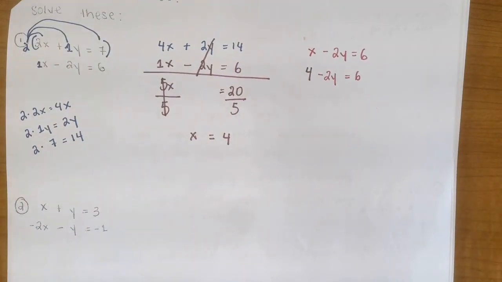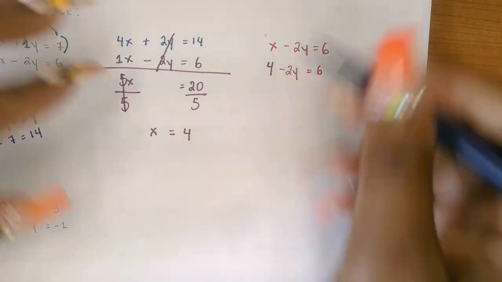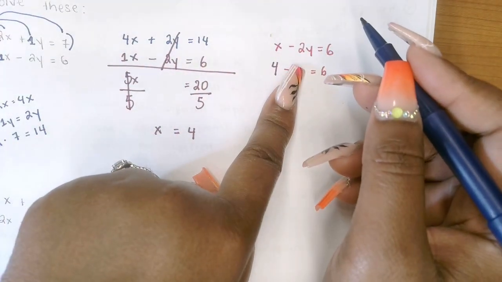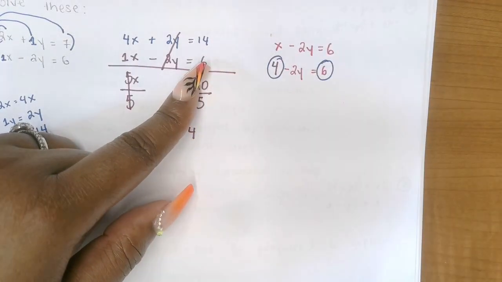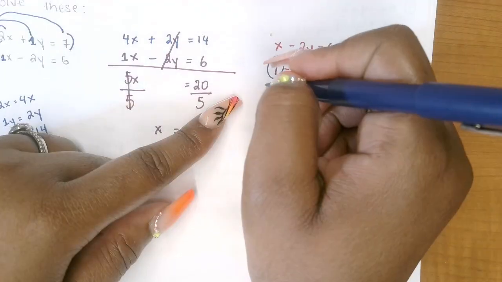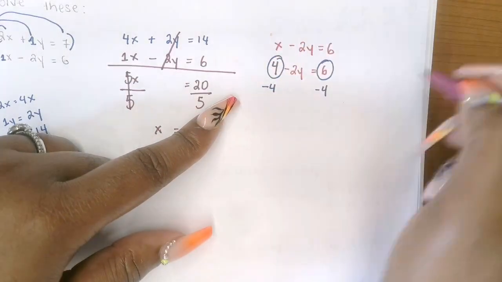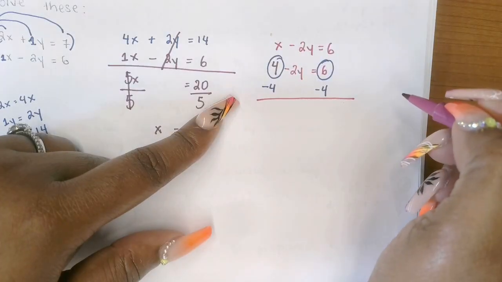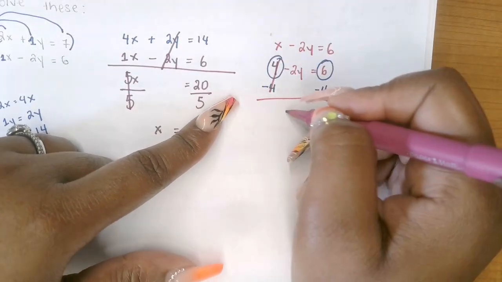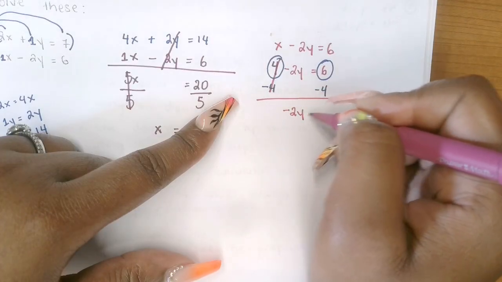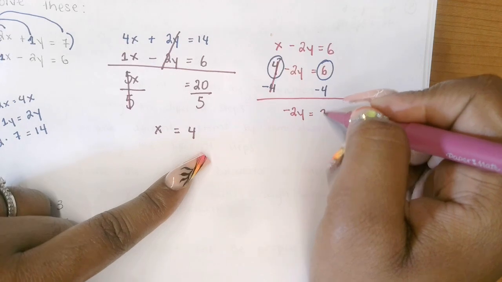So now that you set that up, we're going to combine like terms. We don't have any more y's, but we do have two constants, so we're going to combine the constants. These will cancel. Now we're left with negative 2y equals 6 minus 4 is 2.